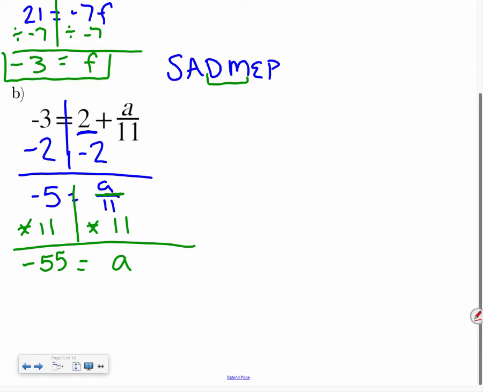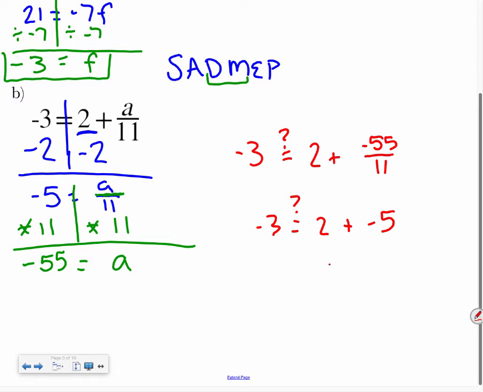We can test that out. Is negative 3 equal to 2 plus, then we have negative 55 divided by 11? Negative 55 divided by 11 gives me a negative 5.